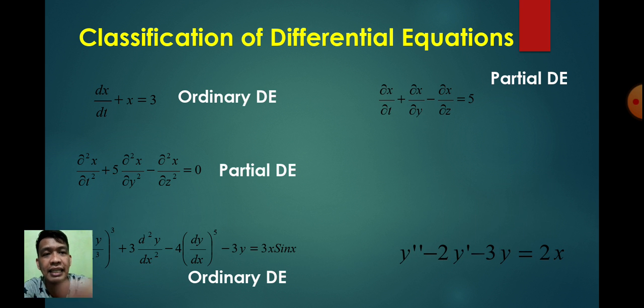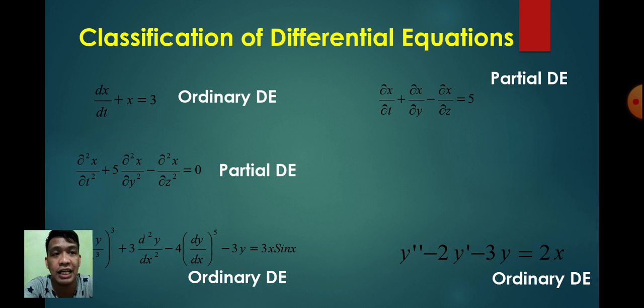So, next natin is y double prime minus 2y prime minus 3y is equal to 2x. Notice na wala namang tayong nakalagay na other variables kundi x and y. So, y double prime means second derivative of y with respect to x. One dependent, one independent, and therefore it is ordinary differential equation.